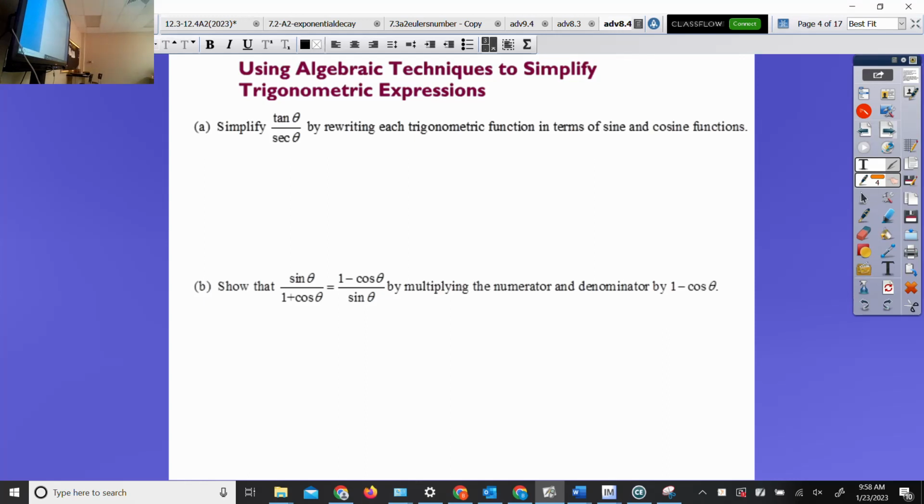Simplify tangent of theta over secant of theta by rewriting each trig function in terms of sine and cosine functions. So look back at your reciprocal identities. What's tangent if you look at the reciprocals? That's a quotient, which might actually work. No, that's fine. You're in the right place. Tangent is sine over cosine. I agree with you 100%.